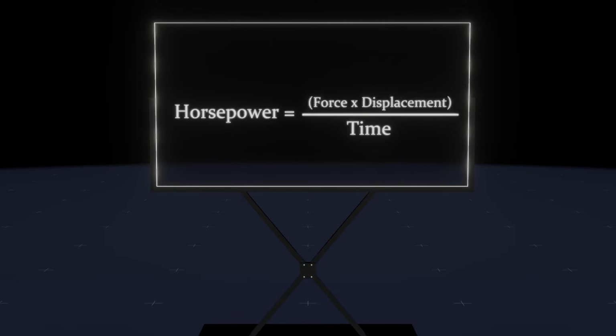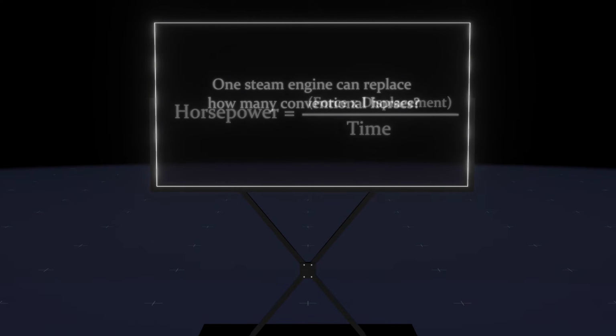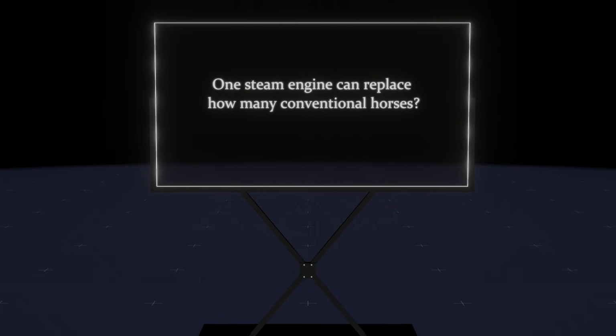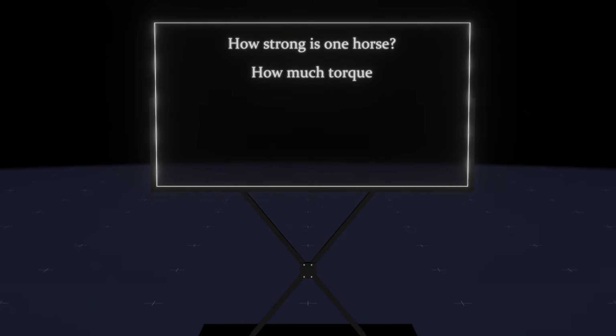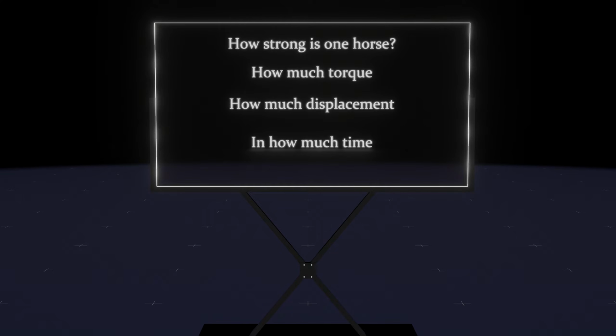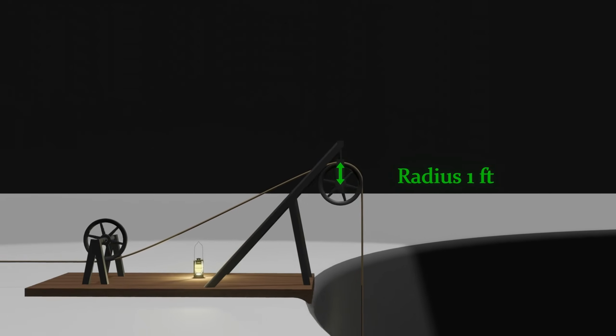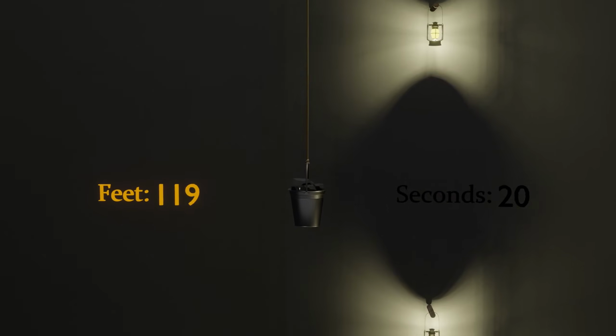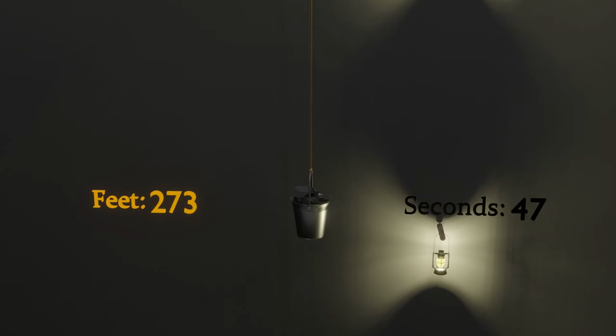But to explain how the time variable fits into the formula, let's jump back to the year 1782, when the inventor of horsepower, James Watt, needed a simple way to compare how much torque and power his new steam engines could produce compared to conventional horses. He needed a measure of torque in foot-pounds at a certain amount of rotations, or displacement, in a certain amount of time. While observing a horse pull on a rope running over a wheel that had a 1-foot radius that was connected to a bucket with 100 pounds of coal in it, he waited 1 minute to see how far that bucket would be displaced.